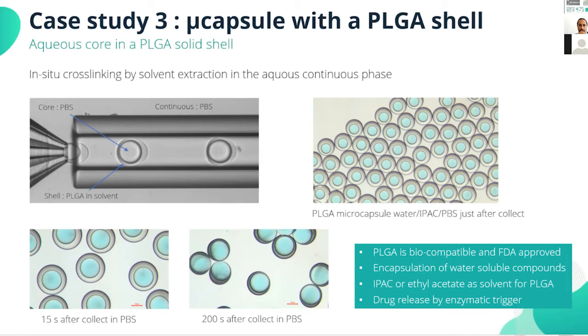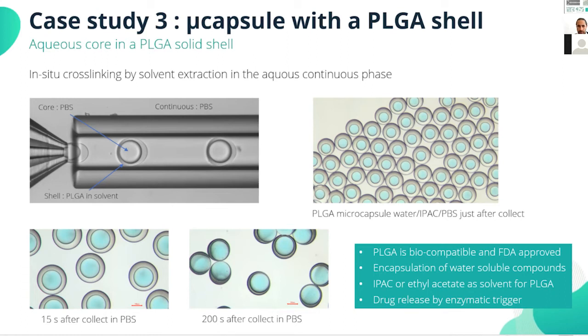Then you can play with the solvent because the PLGA is dissolved in a solvent. You can use, for example, ethyl acetate, IPAC, or dichloromethane. By changing the solvent, you can adapt the porosity of the shell and the size of the shell. And you can also play with the content of PLGA in the shell. In this case, that is 2% of PLGA.